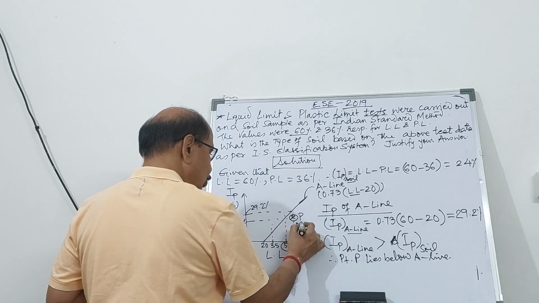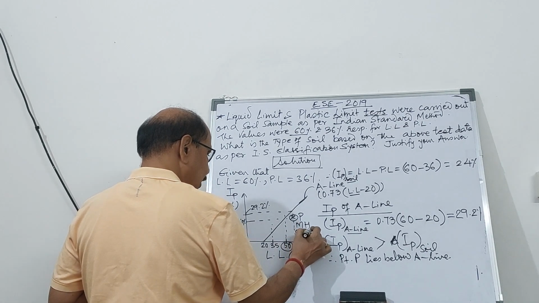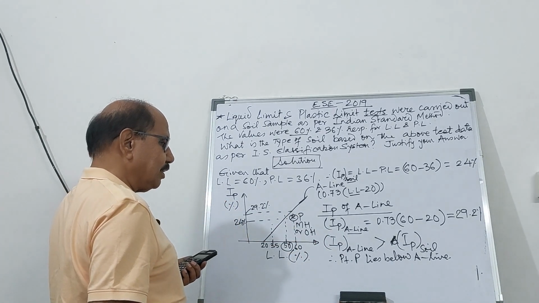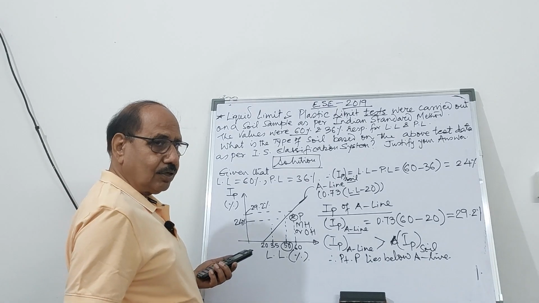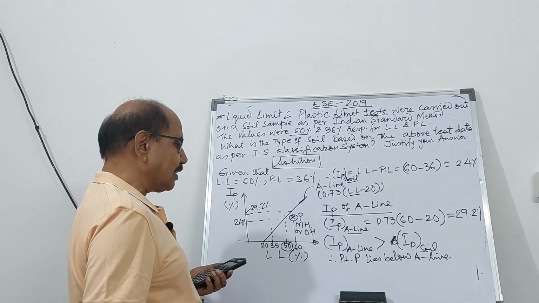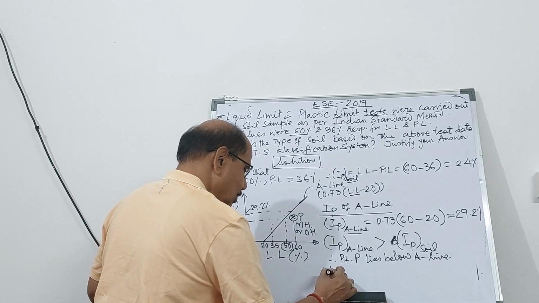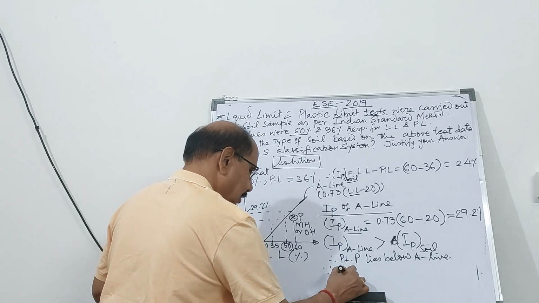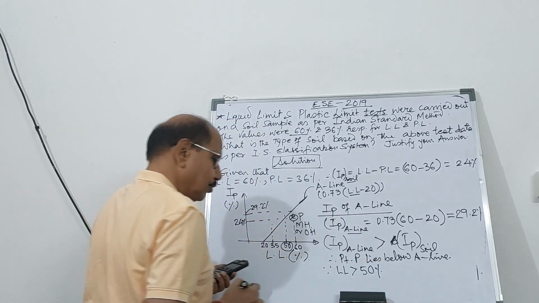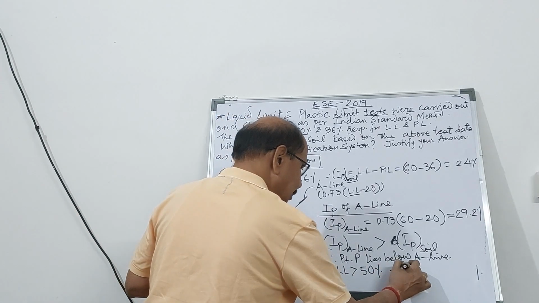If it is below the A line and liquid limit is more than 50%, it is either MH or OH. It is going to be silt with high plasticity, or organic soil with high plasticity, because the liquid limit is greater than 50%, it is 60%, no? Therefore, high plasticity.